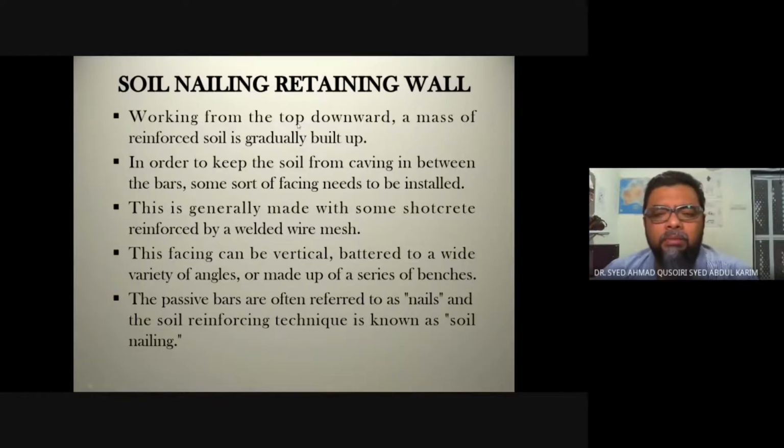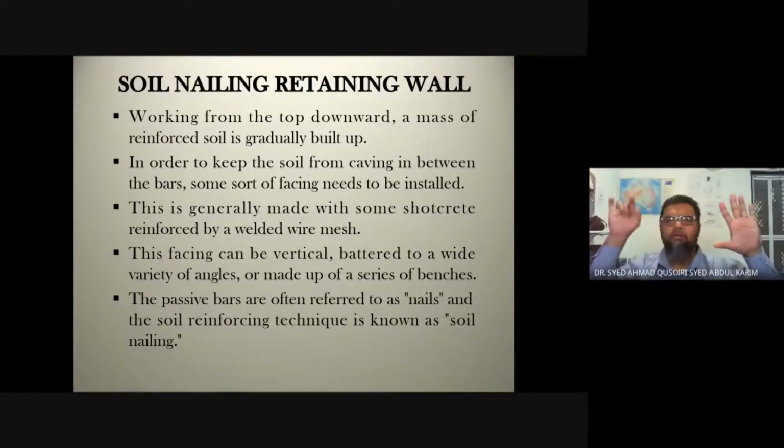So working from the top downward, a mass of reinforced soil is gradually built up. In order to keep the soil from caving in between the bars, some sort of facing needs to be installed. So we have the soil nail, but also we need to put the facing. Normally the facing is made out of shotcrete reinforced with wire mesh. So once they have put in all the soil nails, they will put wire mesh, and then they will just shotcrete everything.